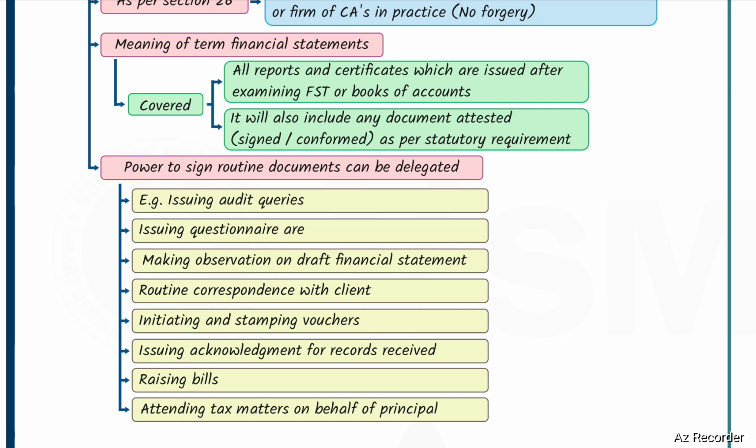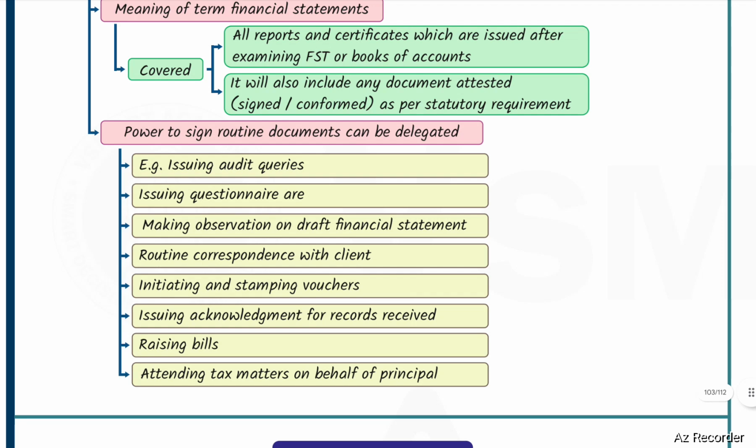Power to sign routine documents can be delegated. Examples: issuing audit queries, issuing questionnaires, making observations on draft financial statements, routine correspondence with the client, initiating and stamping vouchers, issuing acknowledgement for records received, raising bills, attending tax matters on behalf of the principal.